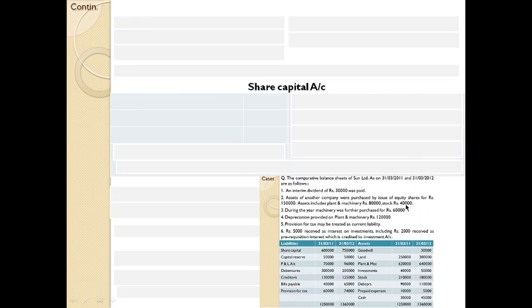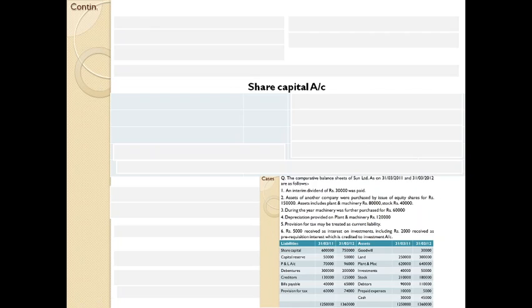Next one, stock of rupees 40,000. We already took stock in the schedule of changes, so you need not worry about that. We will deal with that adjustment during the preparation of share capital. Next one, during the year machinery was further purchased, we will deal with that item by preparing the machinery account. Next one, depreciation provided on plant and machinery, we will deal with that part in the preparation of machinery. Provision for tax, it is already completed.